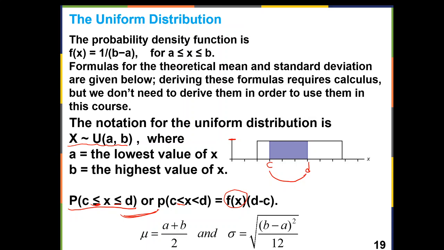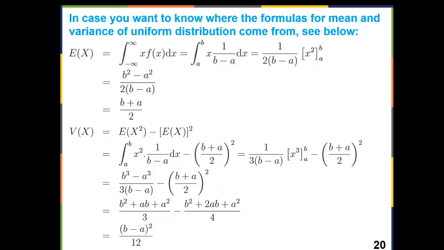Now, as we talked about before, every distribution has a mean and standard deviation. So the mean of this distribution is a plus b over 2, and the standard deviation is the square root of b minus a squared over 12. Now you might ask, where do these formulas come from? They look weird. Well, they come from calculus. Why do we need calculus to find the mean and standard deviation? Because we can't do it with the formulas that we have.